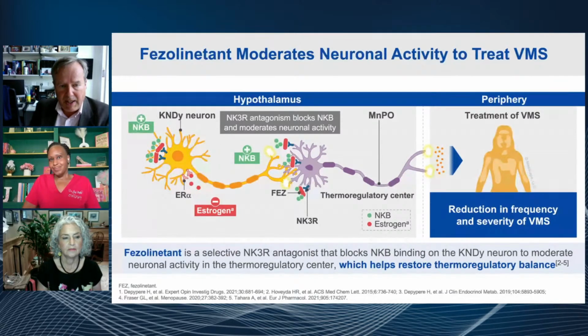So they're acting on the KNDy neurons and also on the thermoregulatory vasomotor neurons. So you've got an effect and then a further effect. And I wonder whether that helps us understand some of the data we see from these drugs, which show a rapid and quite dramatic effect in many women. Not all women, but many can see an effect on their hot flashes within just a couple of days of starting these drugs, which is really remarkable.